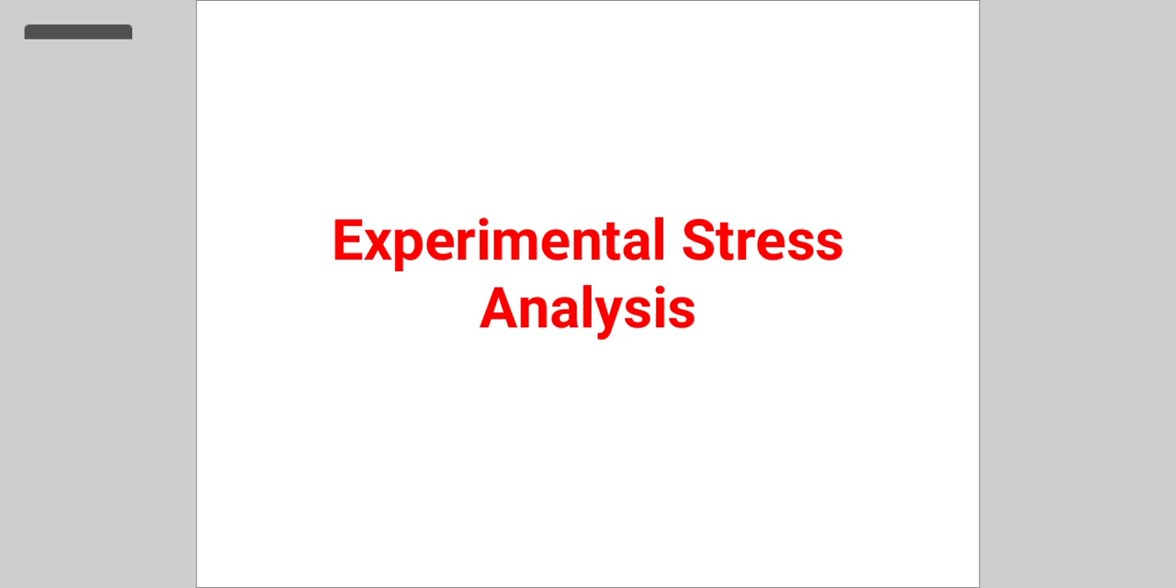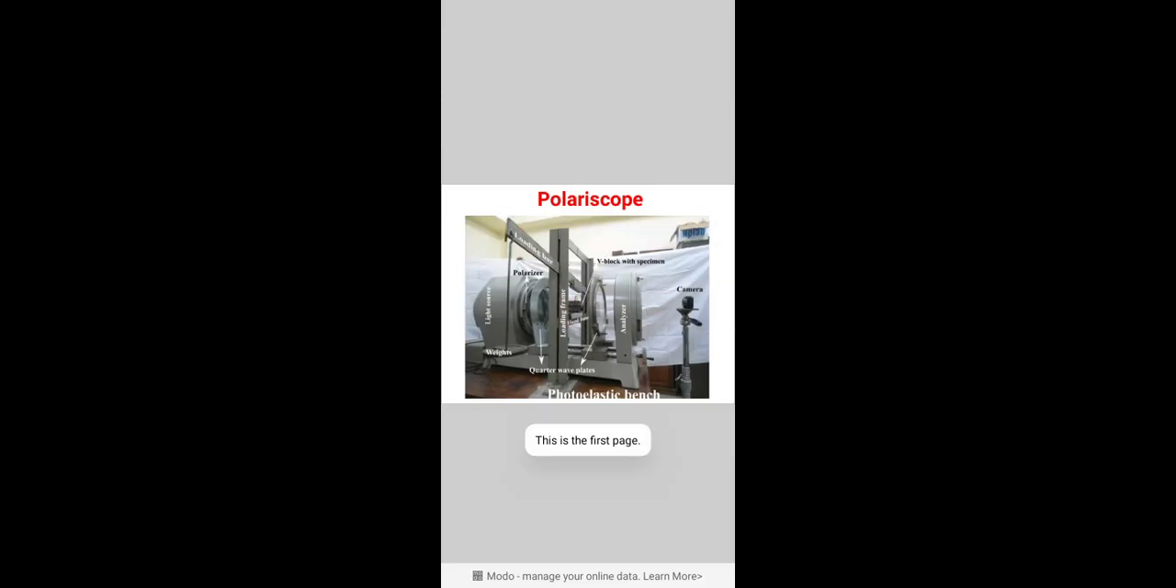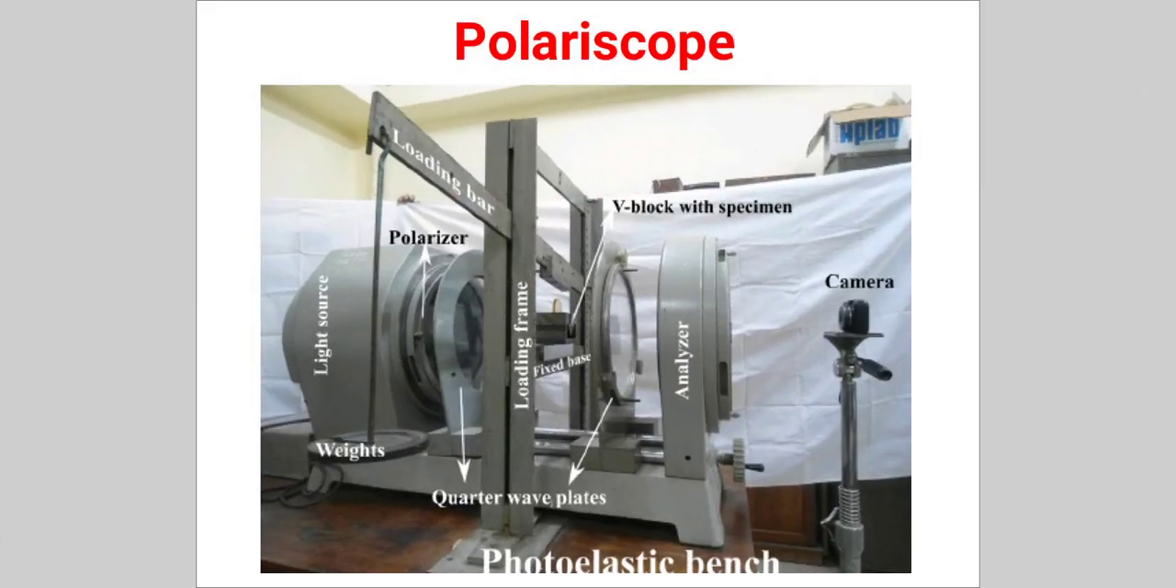Now in case of photoelasticity, the concept of photoelasticity is applicable only for transparent materials. Those materials are called photoelastic materials. But before that, the instrument used for the analysis of transparent materials or photoelastic models is called a polariscopic device. So now see, this is the basic construction of the polariscopic device.